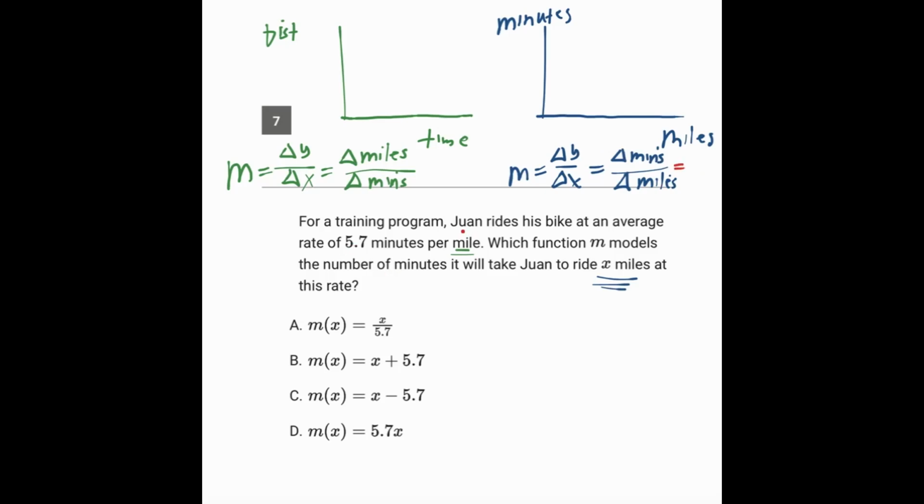But Juan is writing 5.7 minutes for every 1 mile. So 5.7 minutes for every 1 mile. And so that's the slope in this sense. So if we're doing y equals mx plus b, we know that the m is now 5.7. So we have like y equals 5.7x.